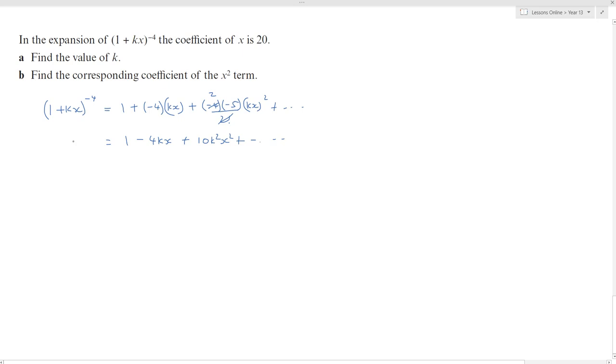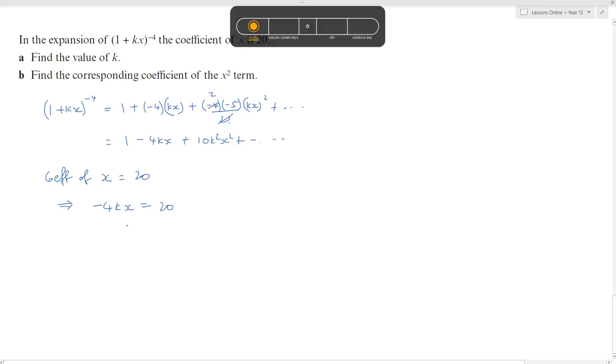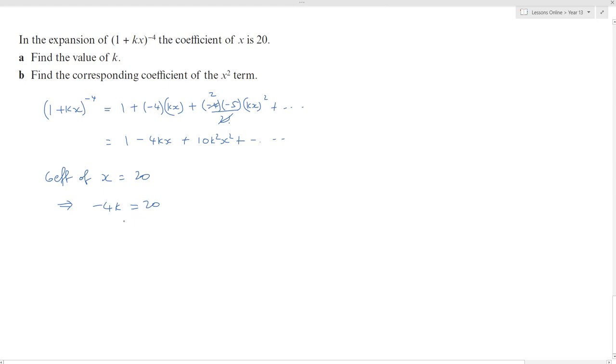Now, they tell us that the coefficient of x is 20. So that means that minus 4k is equal to 20. Oops, it's the coefficient, so let's get rid of that x there. There we go. Minus 4k is equal to 20. So k is going to be equal to 20 divided by minus 4, which is minus 5. That's part A. For part B, we want to find the coefficient of the x squared term.